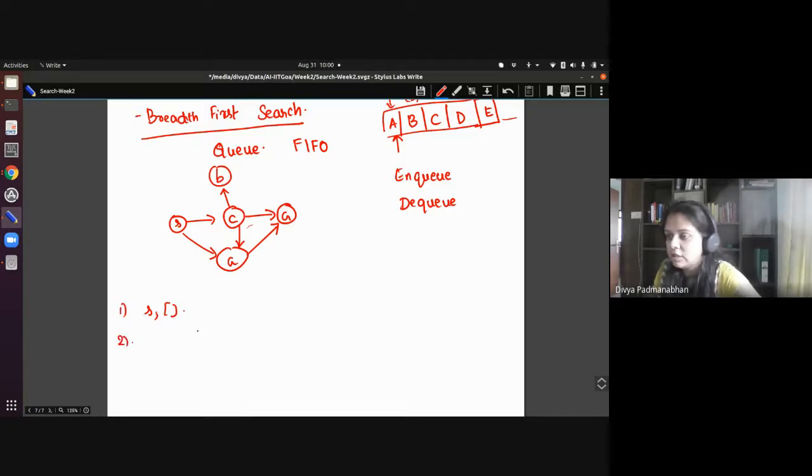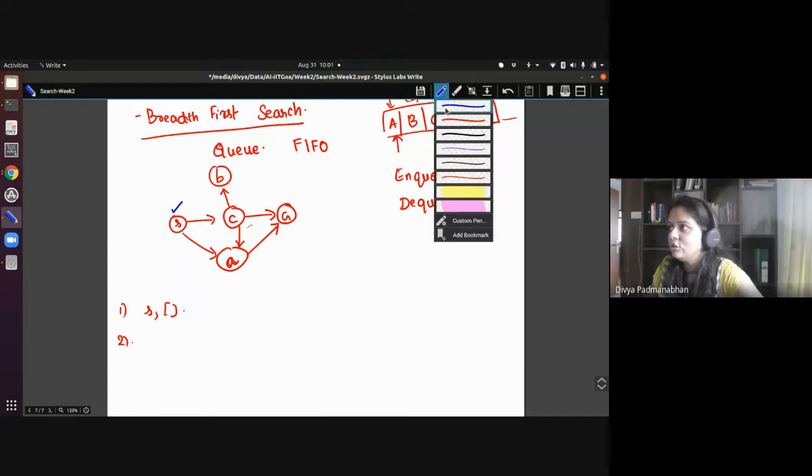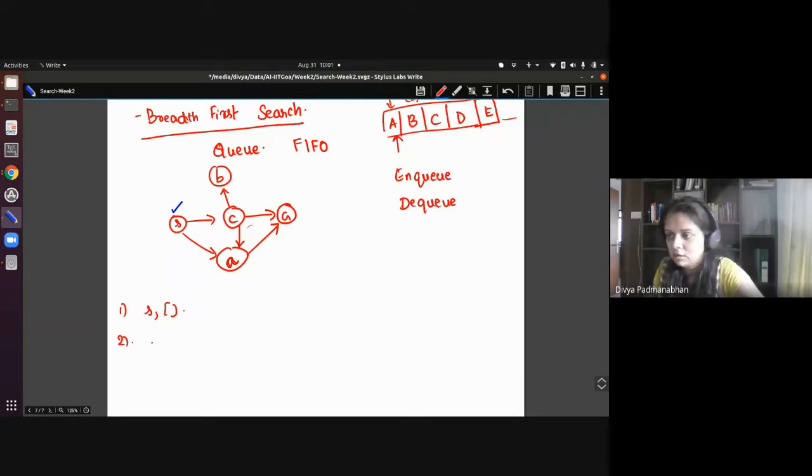In the second iteration, all its neighbors you're going to insert into the queue. So this is A. When you pushed S in, you would have marked S as visited, so let me just put a tick here. S has been visited, and now you NQ C and A. Let me NQ in this order, A first.